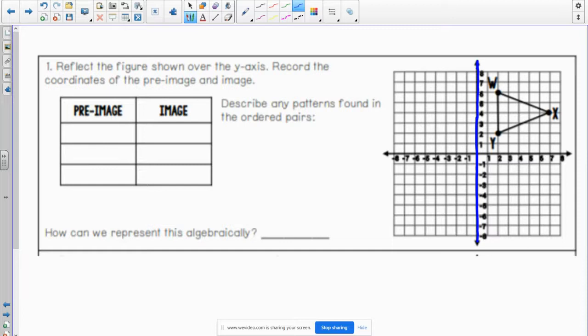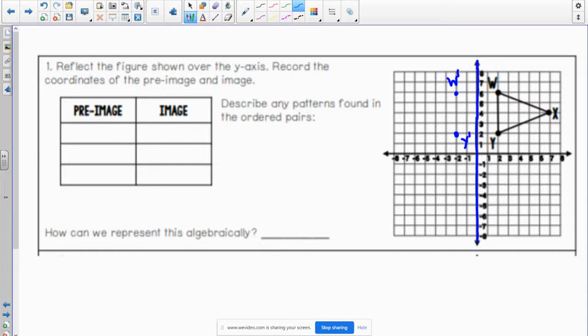So if you look at it right here, we're going to look at the point W here. Notice point W is 2 lines or 2 spaces away from the line of reflection. So W prime is going to be the same distance away. So we're going to call that W prime. Y, same thing, 2 boxes away from the line of reflection. So Y prime will be the same.